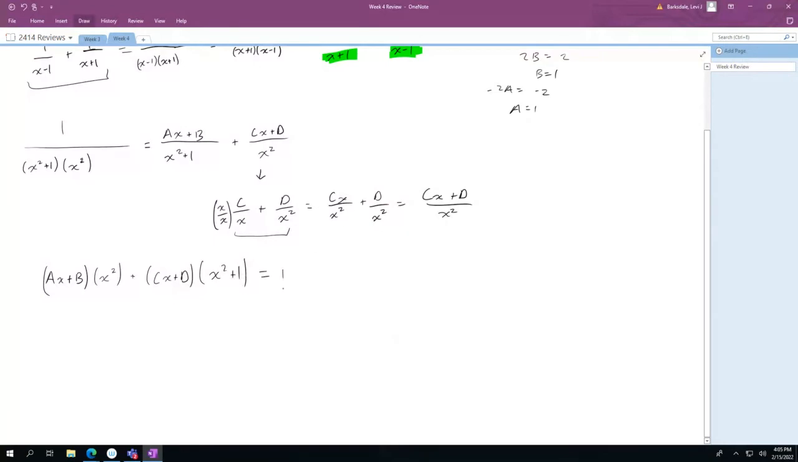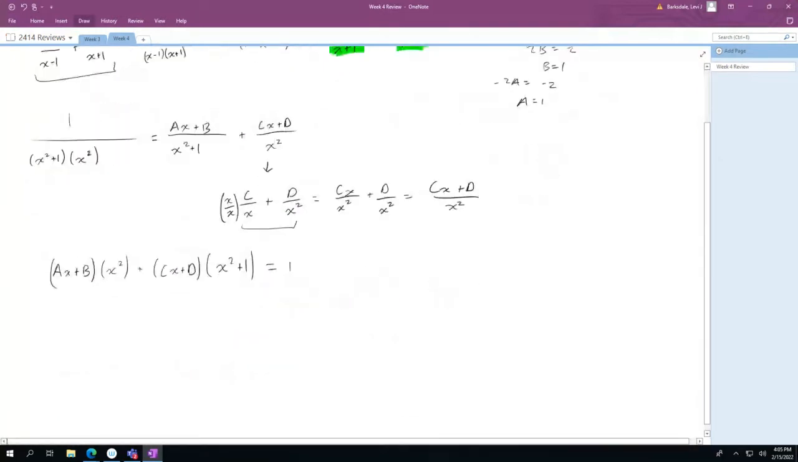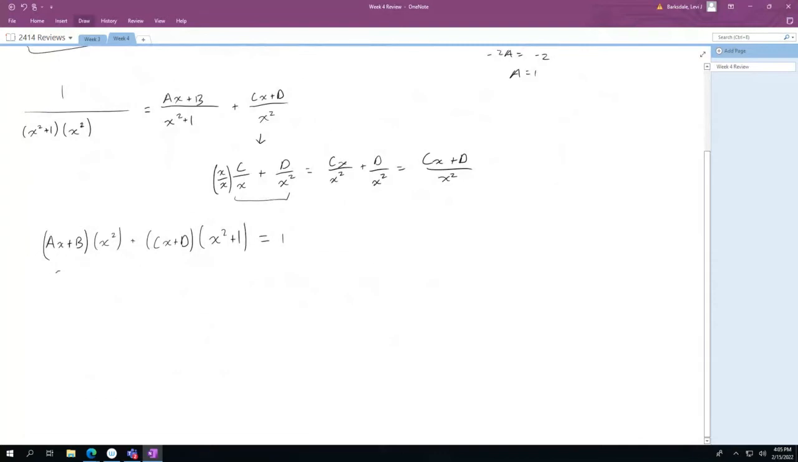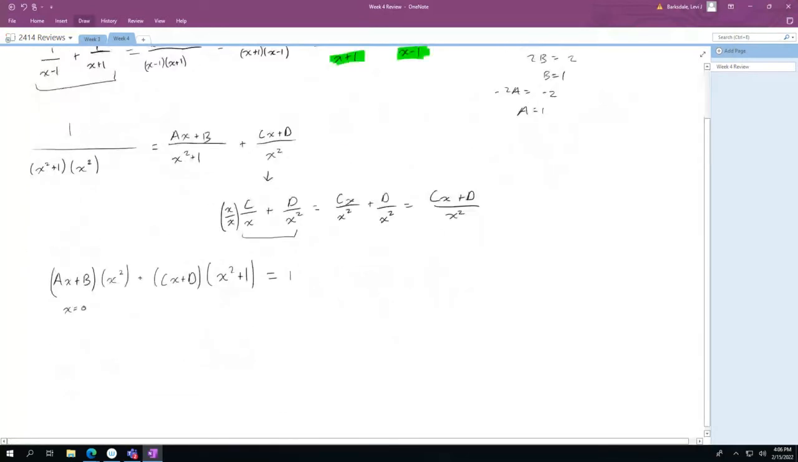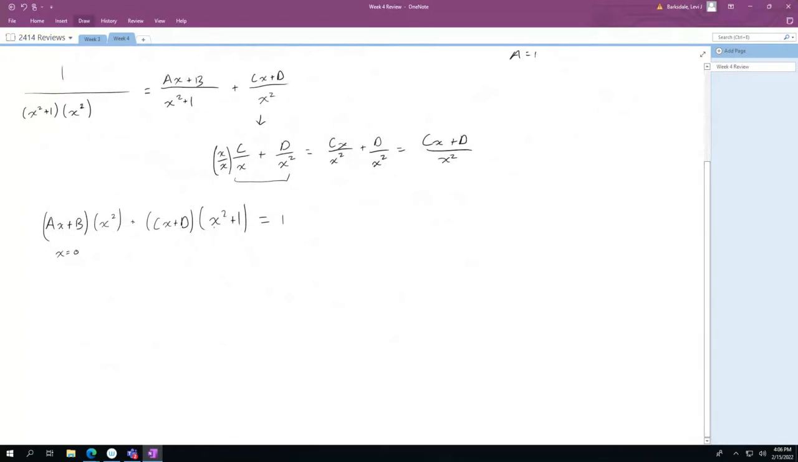Now I have a few tricks up my sleeve. First off, I can plug in any value of x, and this equation should be true for any value of x. If I plug in x is equal to 0, all of this immediately vanishes because I have 0 times a plus b, which is 0. And then my c term is also going to vanish, so I'm left with d times 0 plus 1, so d is equal to 1. Pretty straightforward.